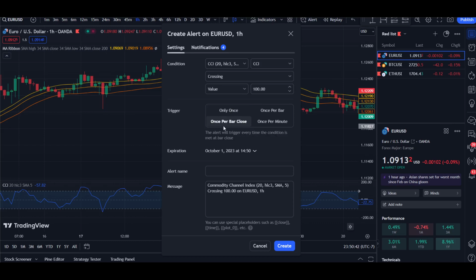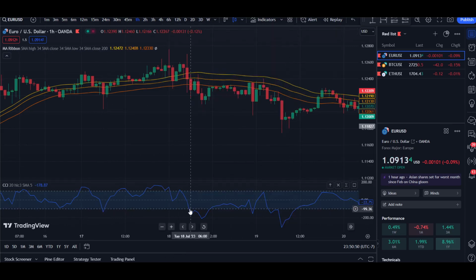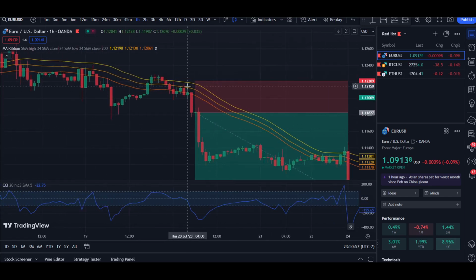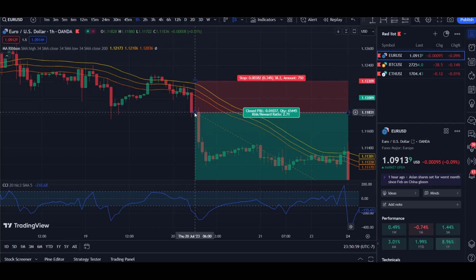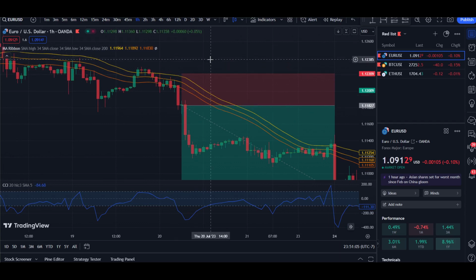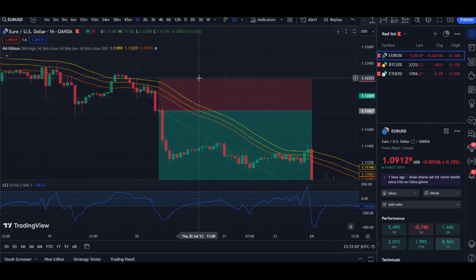Then we're going to make sure it says once per bar close. Otherwise, you're going to be getting multiple alerts whenever the value enters or exits this channel. So every time it enters negative 100 or positive, you'll be alerted on whichever device you use. After that, you can identify whether or not the trade is within the parameters, and you can take the trade accordingly. As always, make sure to use proper risk management and do not risk more than 1 to 2% per trade to make sure that your drawdowns aren't too excessive.